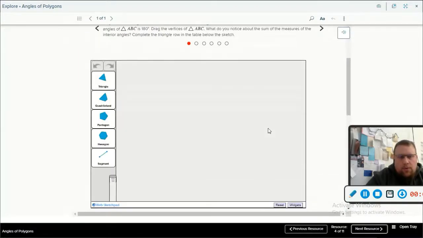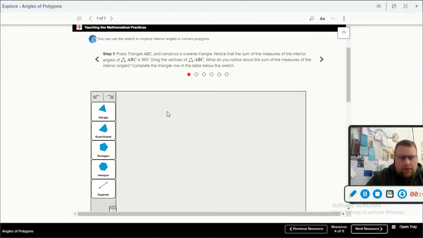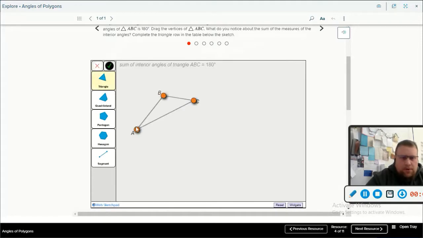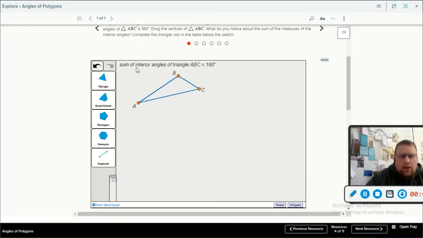So we're basically going to explore angles here. I'm going to construct this triangle, and I'm going to make it scalene. That just means the sides are of different values. Notice the sum of the interior angles of the triangle is 180 degrees. This is set up to measure the angles, and you're not going to see it change because it won't change. It's always 180 degrees.